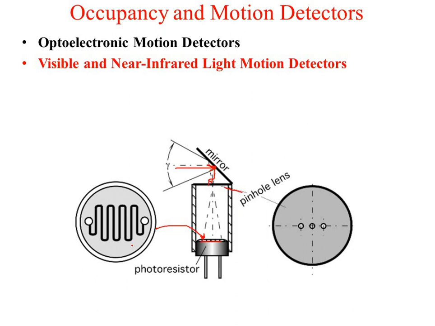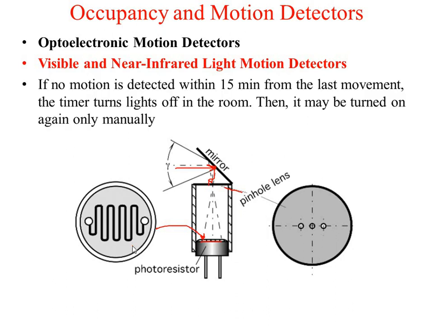The example taken over here is 15 minutes. So if no motion is detected within 15 minutes from the last moment, the timer will turn off the device in the room, and then it is turned on again manually. So you cannot detect it. Again, you can have a circuit which can detect the motion and turn it on automatically also. That is also quite possible. But here we will consider that you have to turn it on manually.